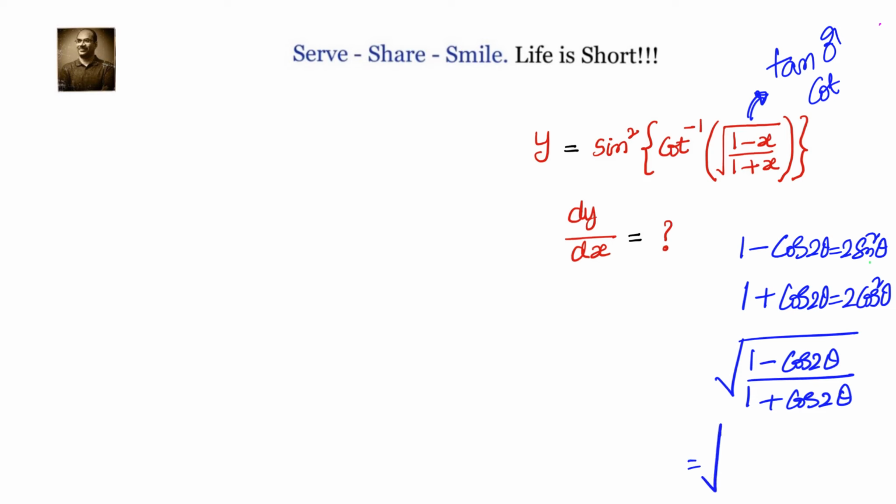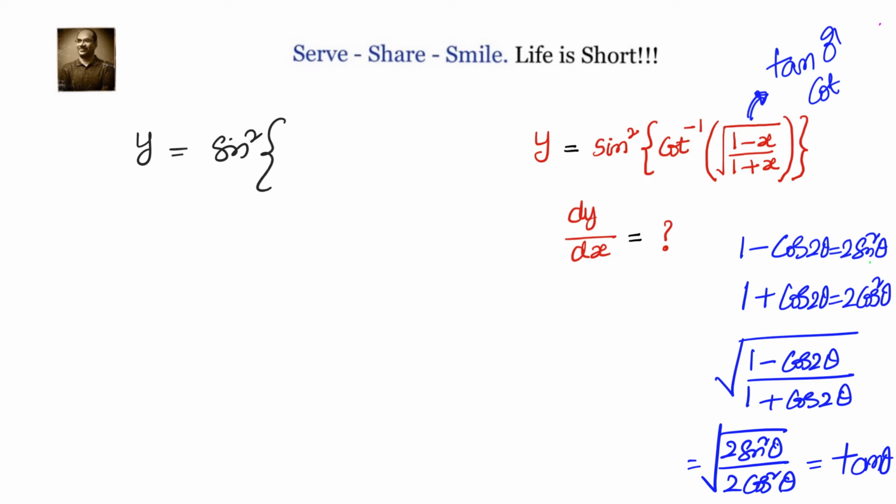But tan theta can be written as cot of pi by 2 minus theta. So cot inverse and cot will cancel, and our problem will become much easier. Once we understand this, let's go to our function given, y equals sine square. Let's write down the function and start with the substitution x equals cos 2 theta, because we checked that when x is cos 2 theta, square root of (1 minus x) by (1 plus x) transforms into a cot function.